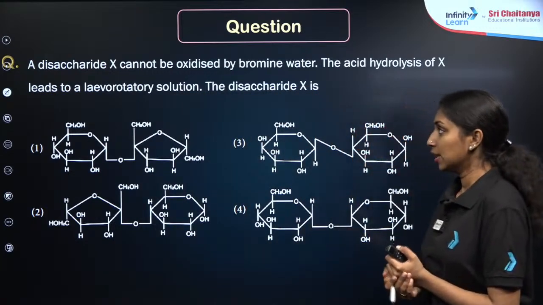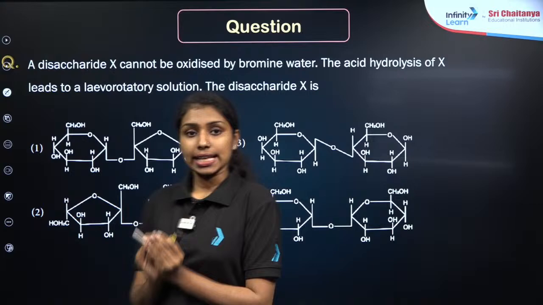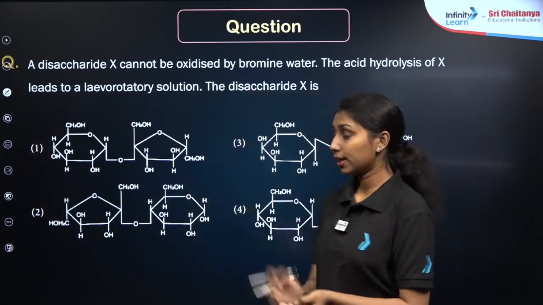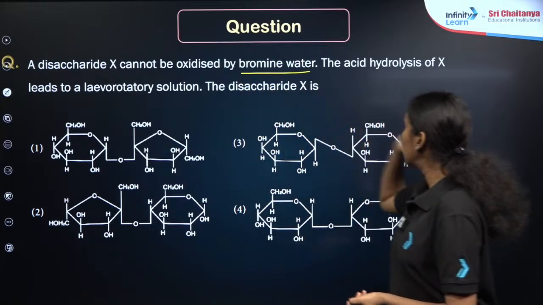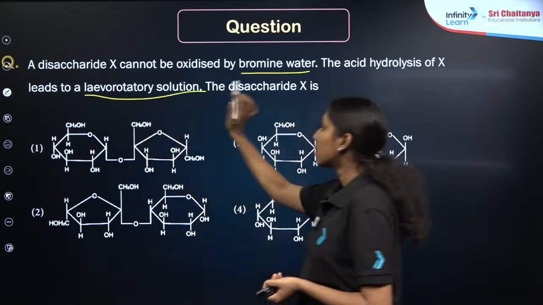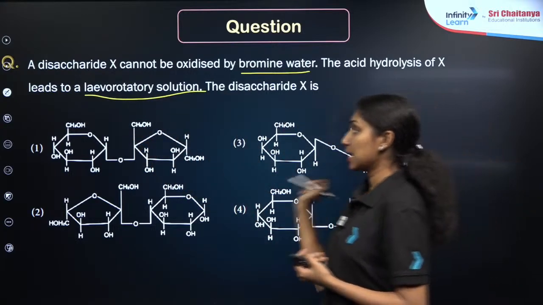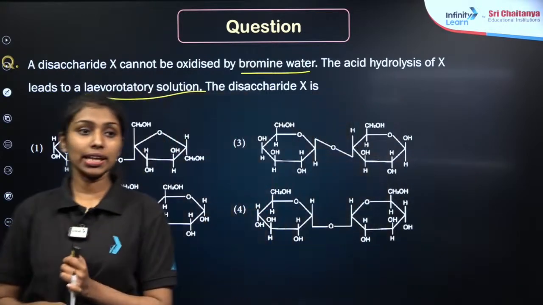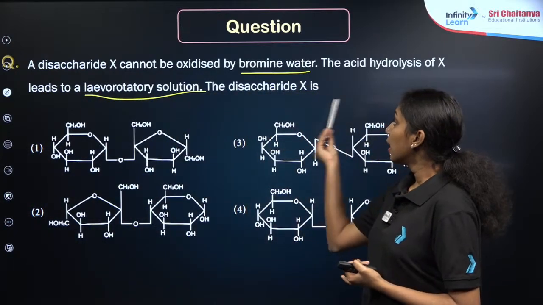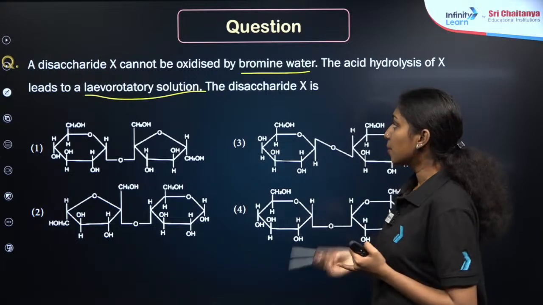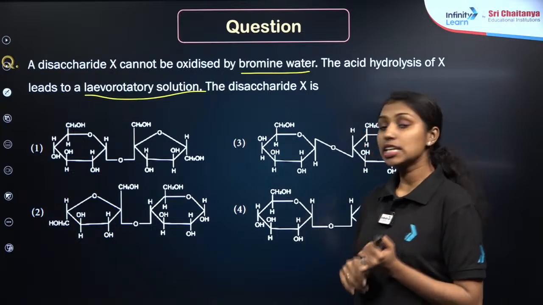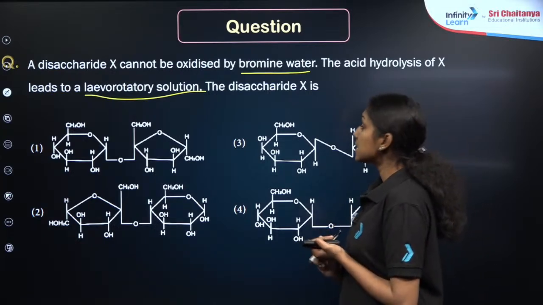Okay, here is the next question. A disaccharide X cannot be oxidized by bromine water. The acid hydrolysis of X leads to a levorotatory solution. The disaccharide X is. Read the question carefully. The question says that a disaccharide cannot be oxidized by bromine water, right? So, the acid hydrolysis of the same disaccharide leads to a levorotatory solution. The disaccharide X is.